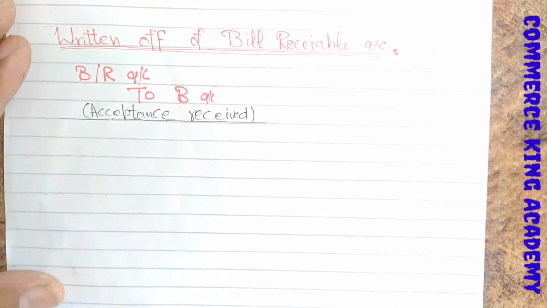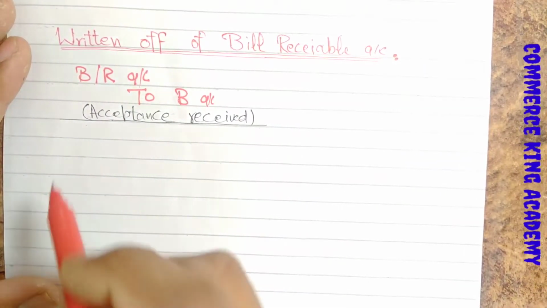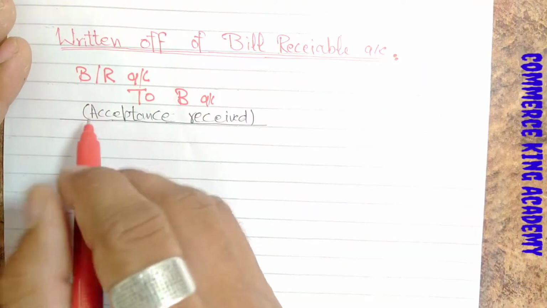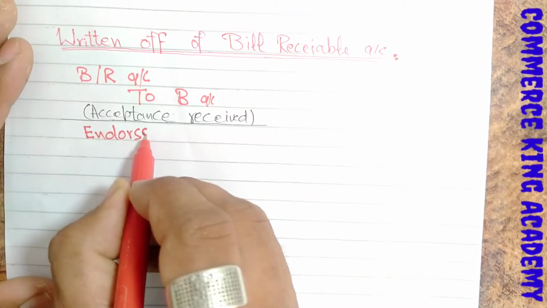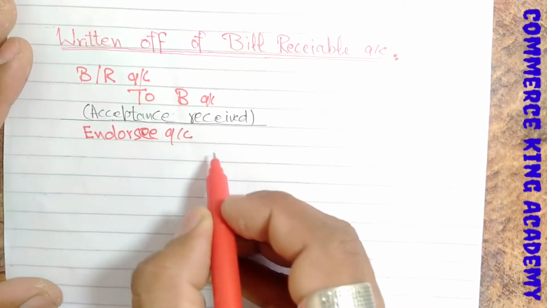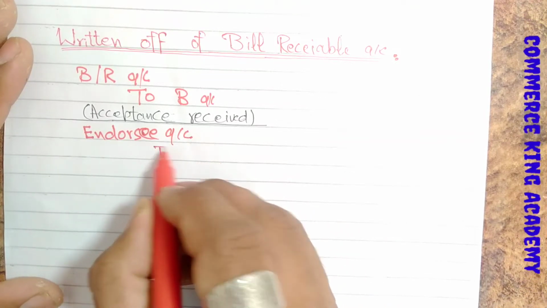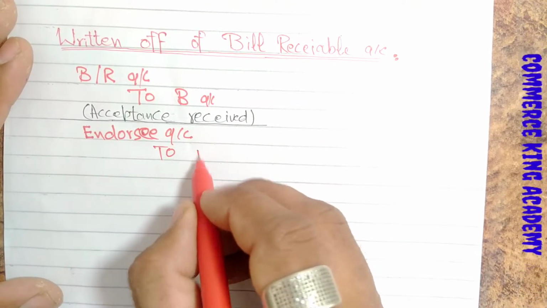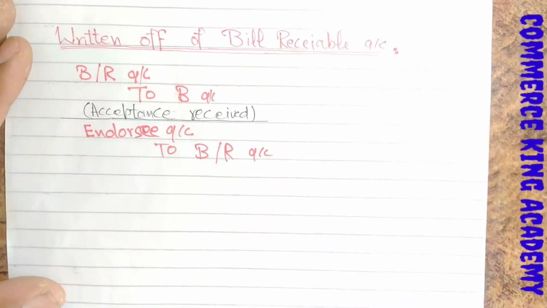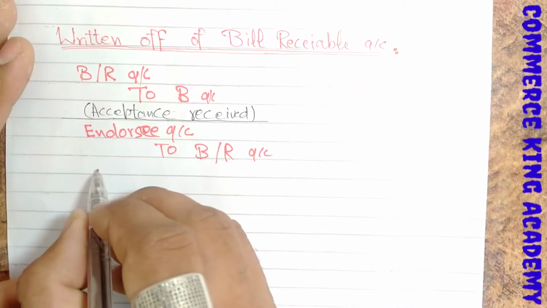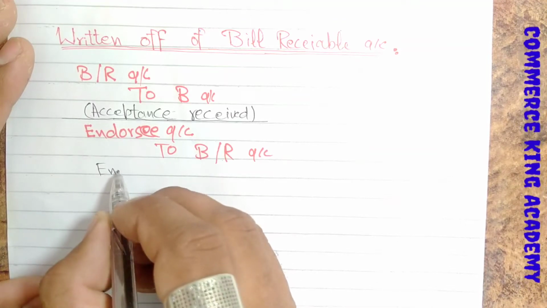You can see when the drawer endorses the bill, the entry will be: Endorsee account debit, to bills receivable account credit. With the description, endorsement of bill of exchange by the drawer.